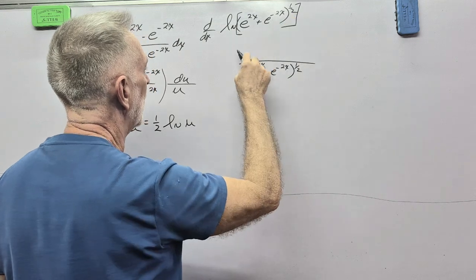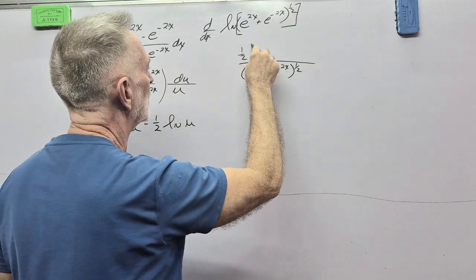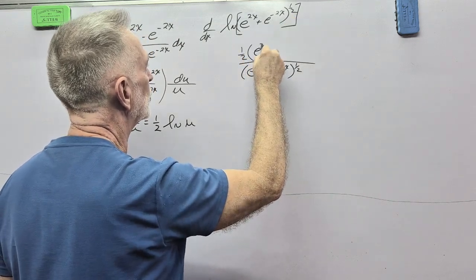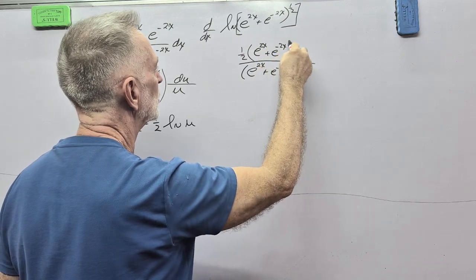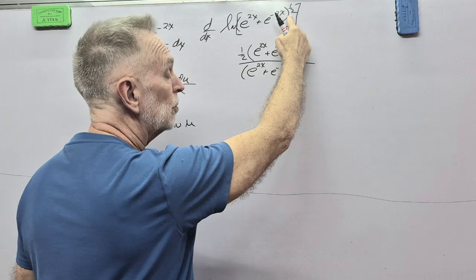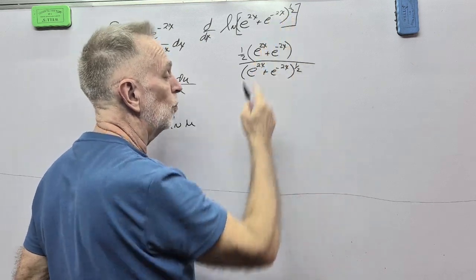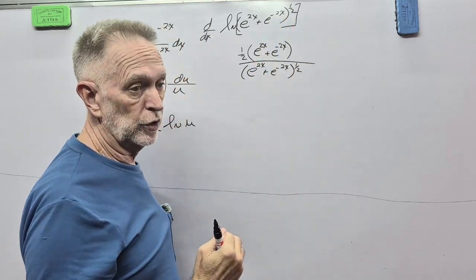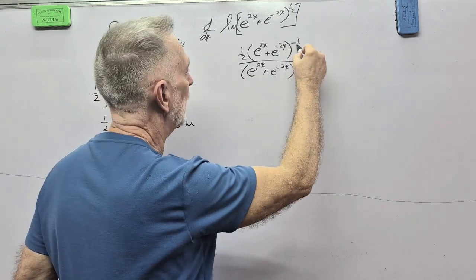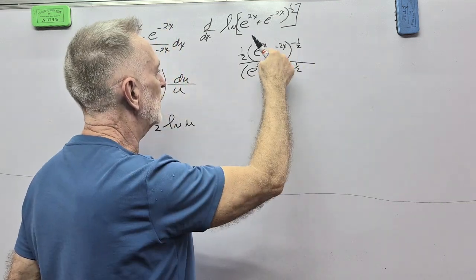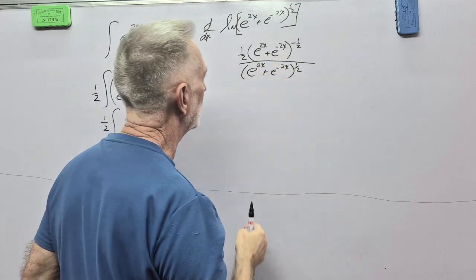So I have 1/2 times e to the 2x plus e to the minus 2x. And then I decrease the exponent by 1. So 1/2 minus 2 over 2, 2 over 2 would be 1, gives me minus 1/2.